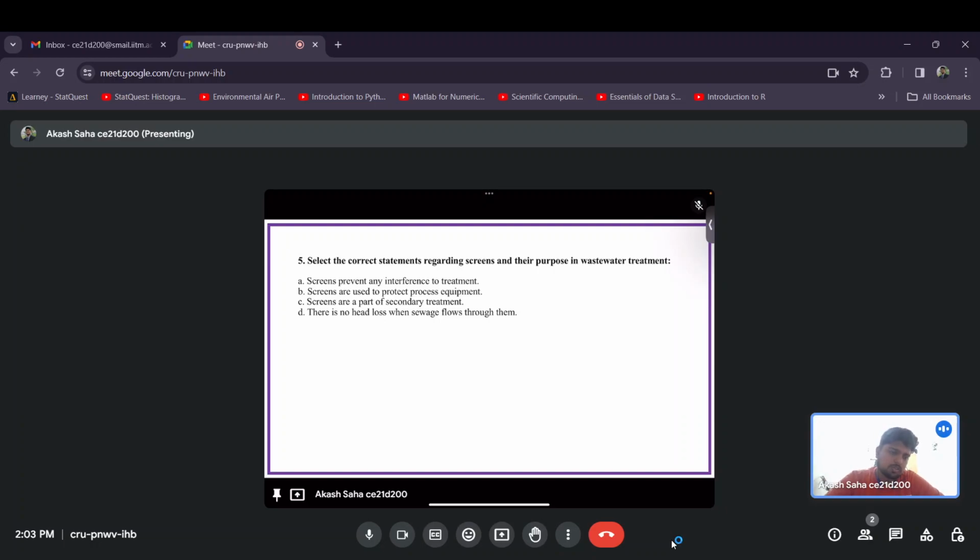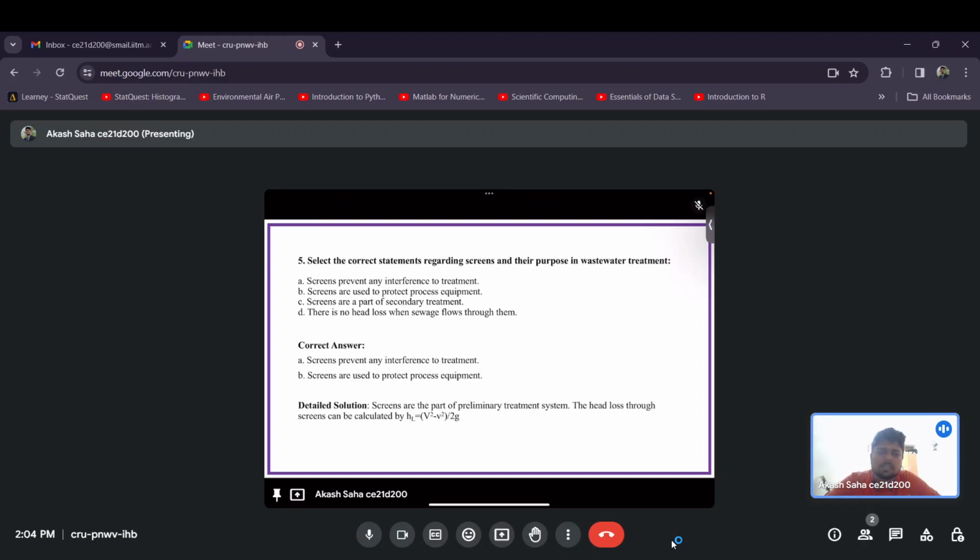And there is a formula also: 1 by 2g into capital V square minus small v square, where capital V square represents the velocity through the screens, and small v square is equal to my velocity of approach. So there is a head loss while the sewage flows through the screens, and screens are a part of the preliminary treatment, whereas the first two statements are correct. So the correct option will be A and B. Both of them are correct statements regarding the screens.